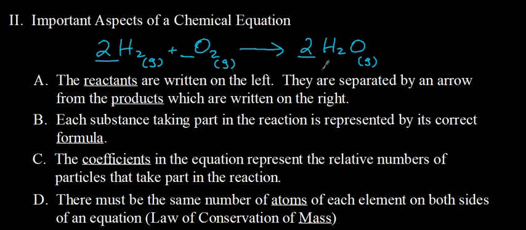So take a look. How many hydrogens total are on the left? There are 4 of them. So we multiply the coefficient by the subscript. How many hydrogens on the right side? Each water has 2 hydrogens. There's 2 waters, so that's 4 hydrogens. So we got the same number on both sides. Oxygens on the left, we have 2. Oxygens on the right, each water has 1 oxygen, but there's 2 waters, so that gives us 2 oxygens. So both hydrogen and oxygen are balanced.